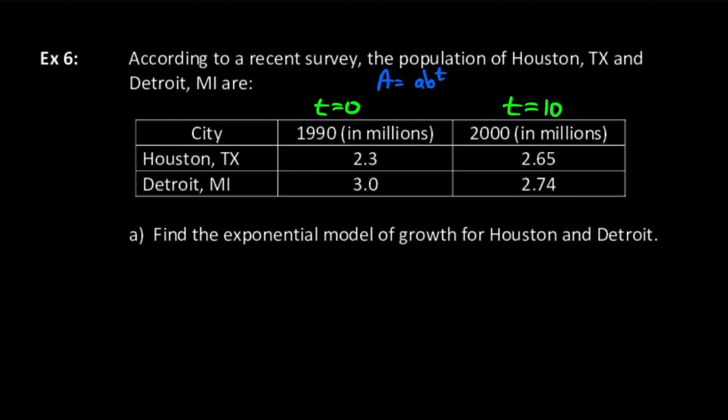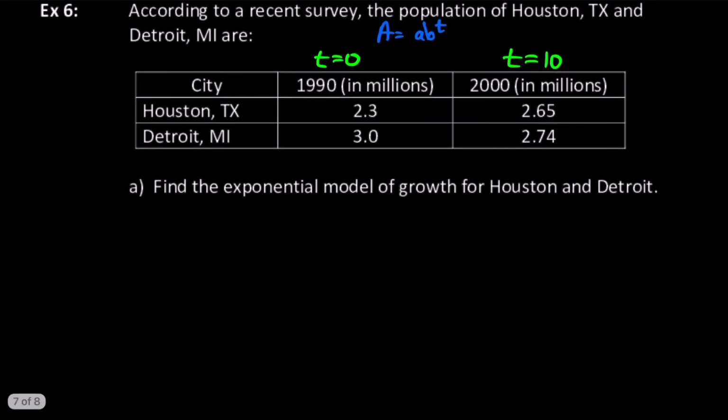Okay, so it says find the exponential model of growth for Houston and Detroit. So I'll do Houston over here and Detroit over there. So remember, this gives you your a value. That's at time t equals 0. So for Houston, my data points then would be when x is 10, y is this. And then for Detroit, when x is 10, y is that. So I'll be plugging into this model. There's your y, if you will. We know what a is for both. And then we'll be plugging in 10 for t.